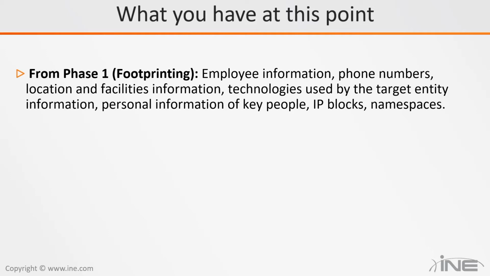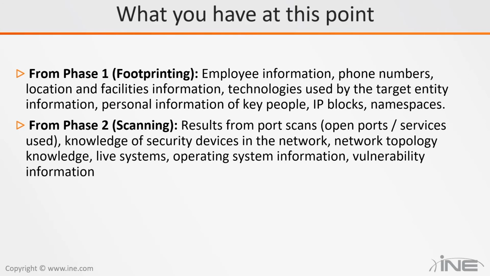So again, from phase 1, you got IP blocks, possibly you got namespaces, you got a lot of information. From phase 2, you got port scans, open ports and services being used. You might already have knowledge of security devices in the network if you have been able to spot a stateful firewall, for example. You might have some network topology knowledge you might have gathered. You have knowledge of live systems. You have obtained operating system information via OS fingerprinting. And you might also have some vulnerability information on certain systems in the target company.